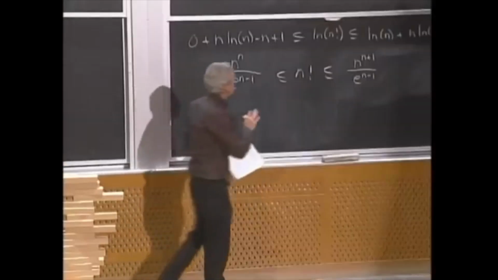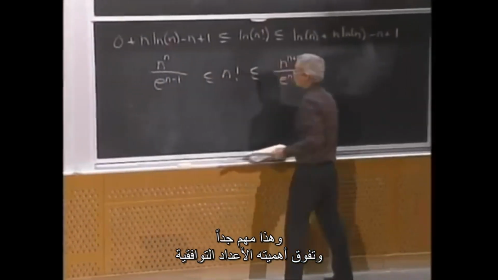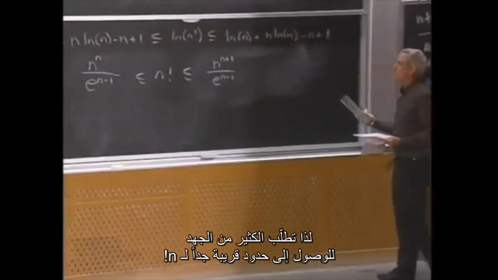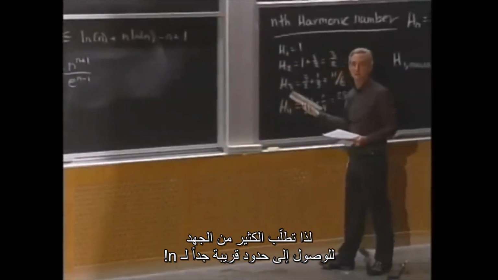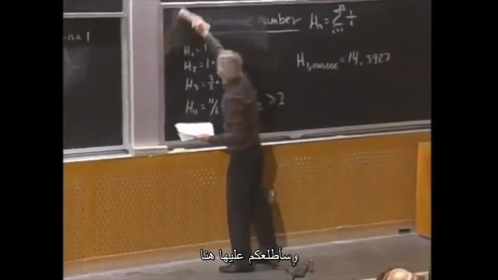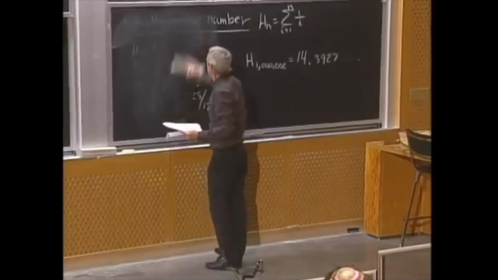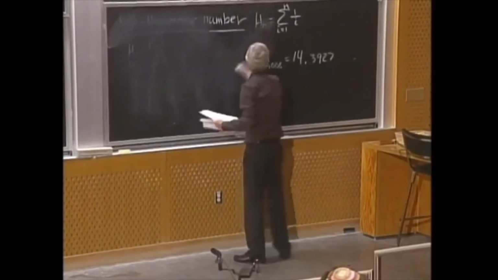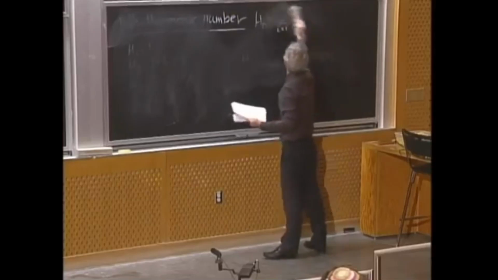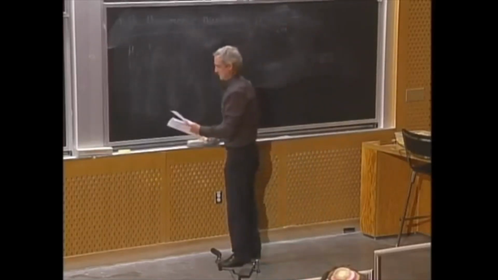Now, this is so important that even more important than harmonic numbers, people have gone to a lot of effort to get very tight bounds on n factorial. So let me tell you what those are. It's called Stirling's formula.